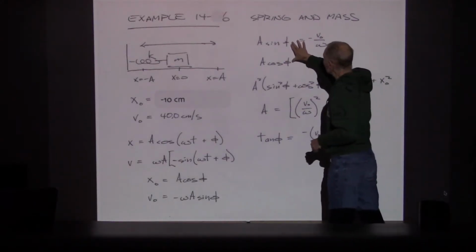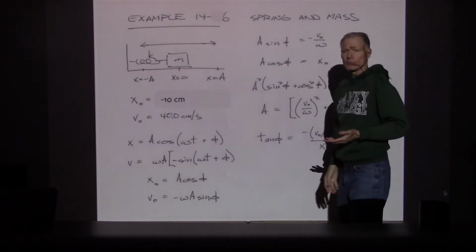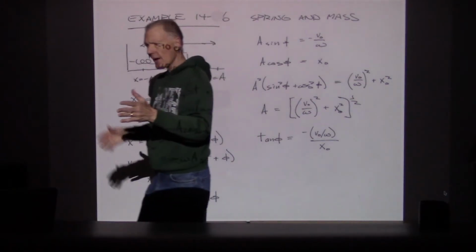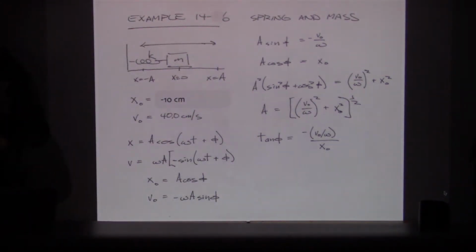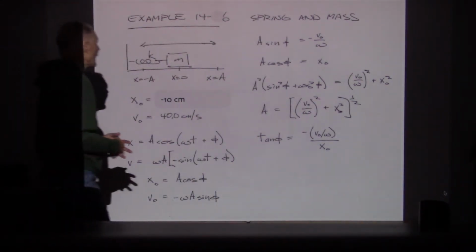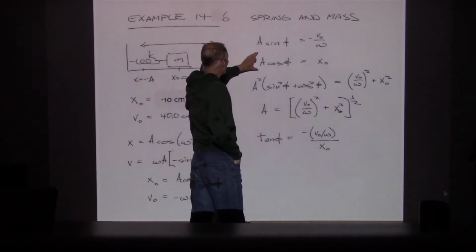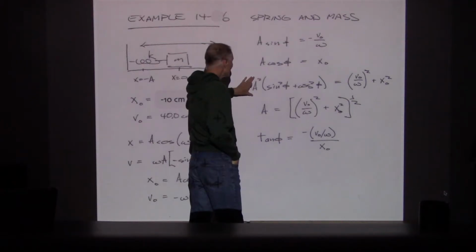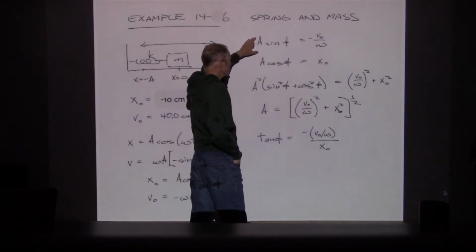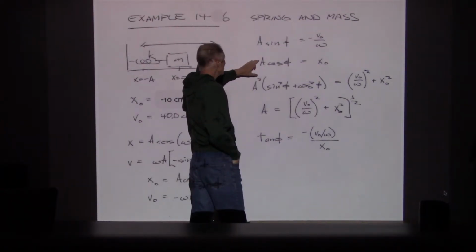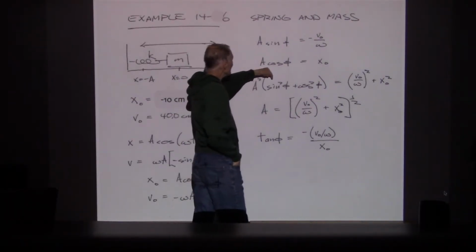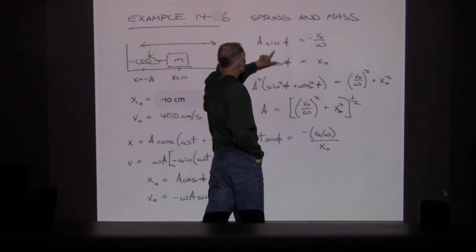Now, these almost look like components of something, right? A sine factor, a cosine factor. We know algebraically how to deal with that. What we can do is we can square this equation, add them together. So that's what I've done. I squared this one, I squared this one, added them together, factored out the A squared. Inside I'm going to have sine squared plus cosine squared.